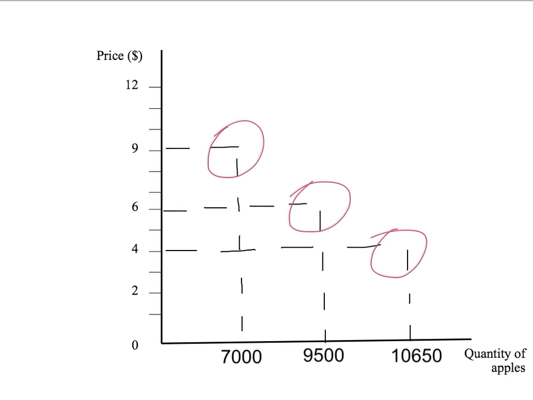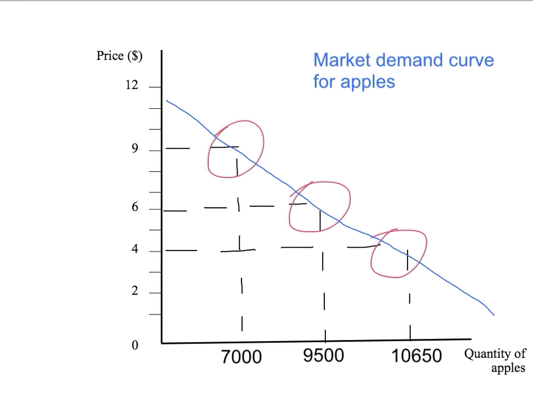And we can keep going, asking the question, given the price, how many apples in total do people wish to buy? We would get more points, and if we did so, we'd be able to join them up and draw the market demand curve, and I'll draw it through the points that we have here. So this blue downward sloping line is our market demand curve for apples. It tells us, for any price of apples, how many apples buyers would like to buy in total.